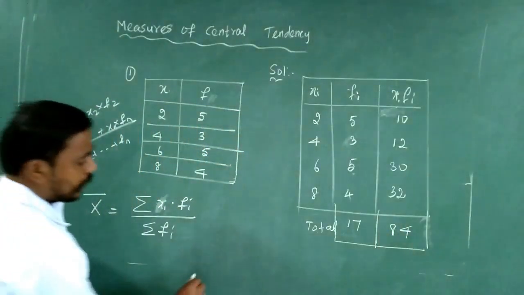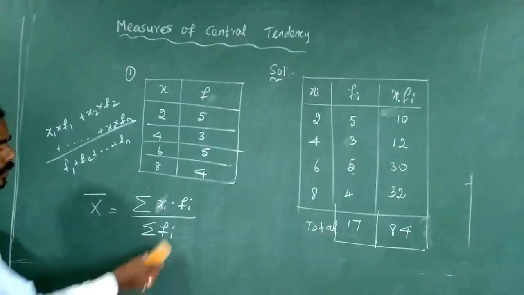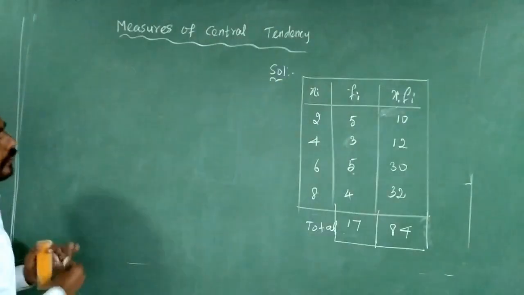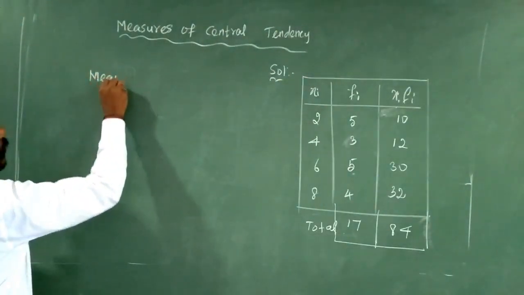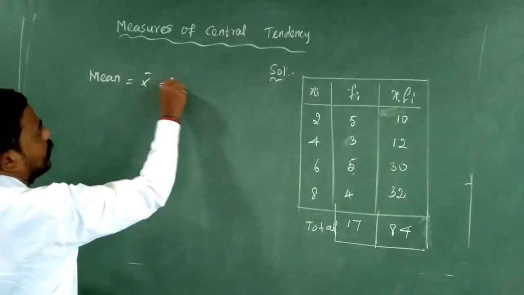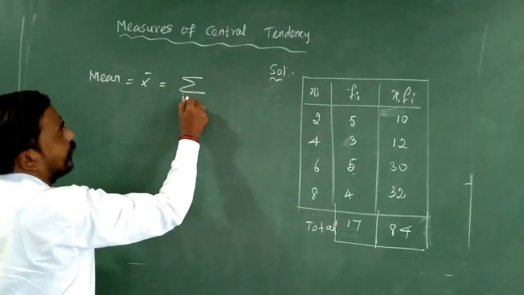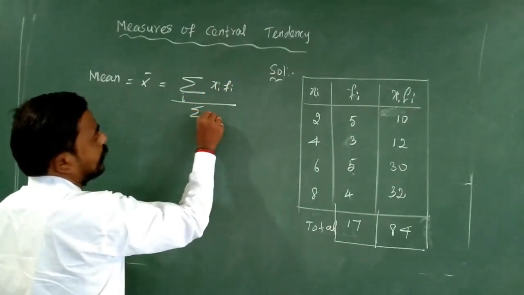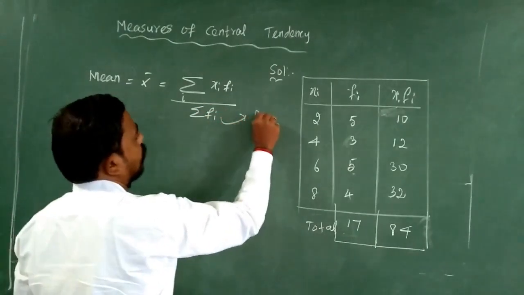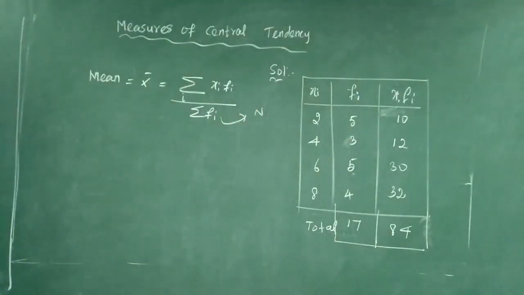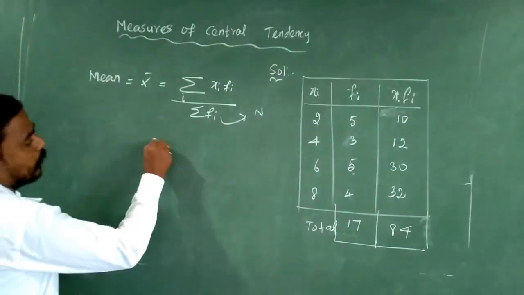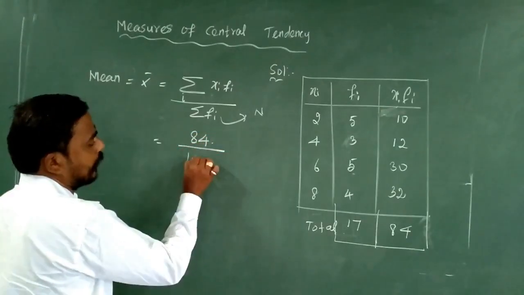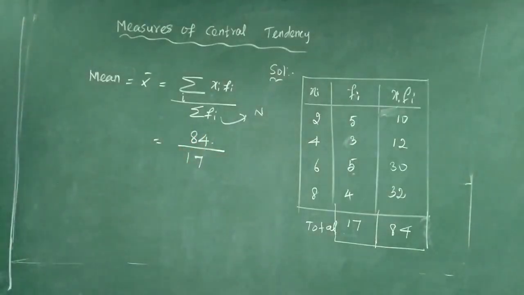Now we need to find x bar. So x bar equal to this data. So mean equals x bar. So this is summation xi into fi divided by summation of f. The summation of f is something called capital F, the total number of frequencies, the sum of f. So we have this answer below. So 84 divided by 17, the sum of f. Now find the value.